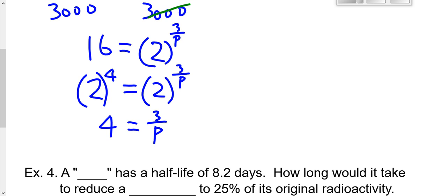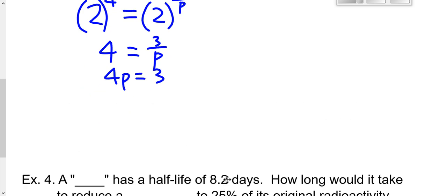If you do some manipulation, in this case, you can cross multiply. So 4P equals 3. Just free up more space. And then divide both sides by 4. So that means P is 3/4.